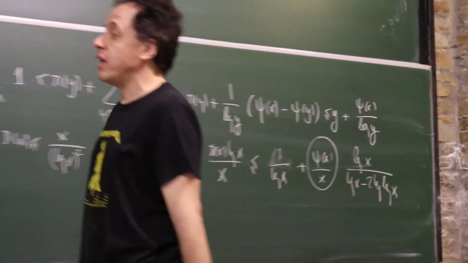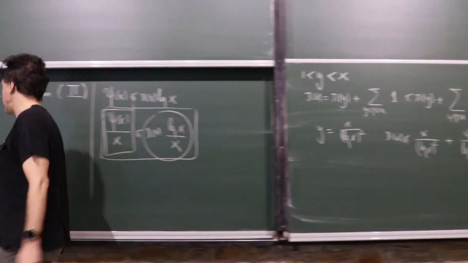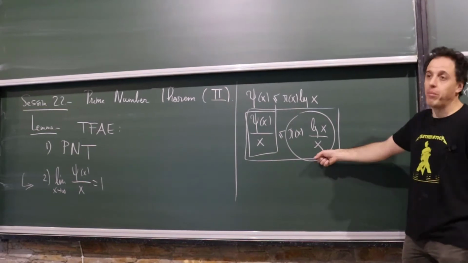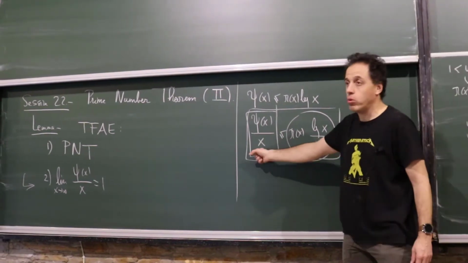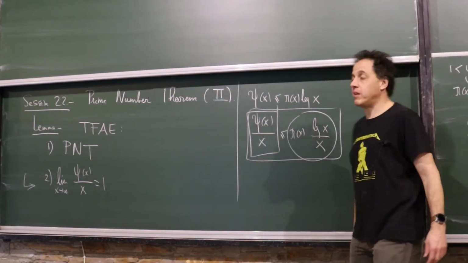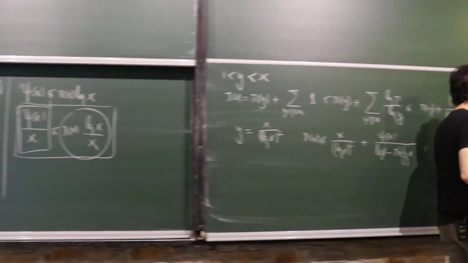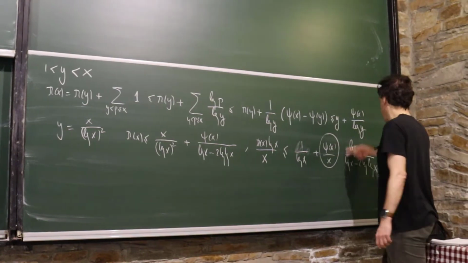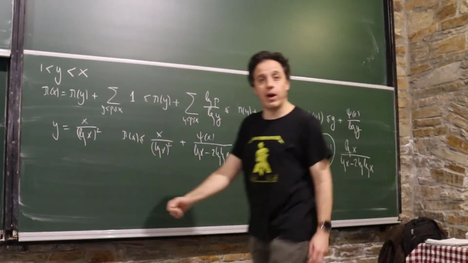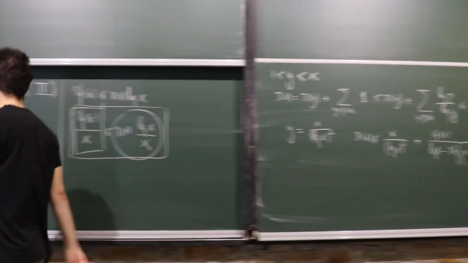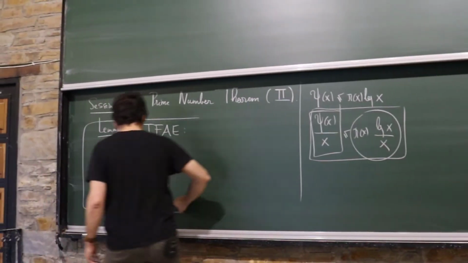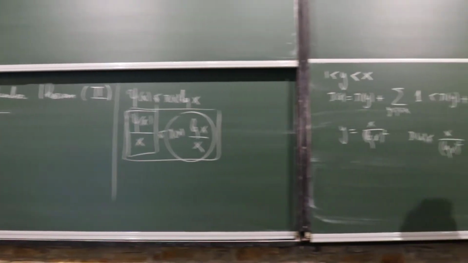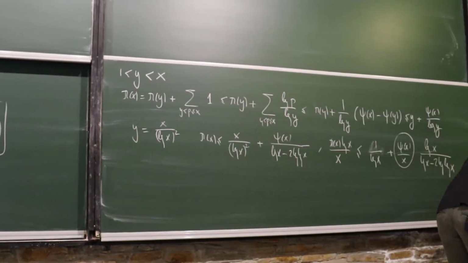And conversely, if you assume that this tends to 1, your prime number theorem statement is bounded below by something that tends to 1. It's bounded above also by something that tends to 1. This tends to 1, this tends to 0, and this tends to 1. So finally we have the result. So the prime number theorem is equivalent to the fact that psi of x is equivalent to x.